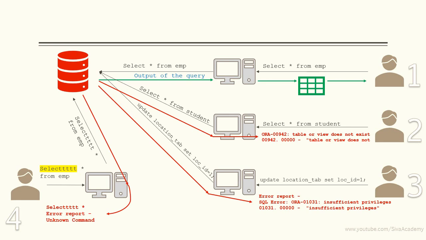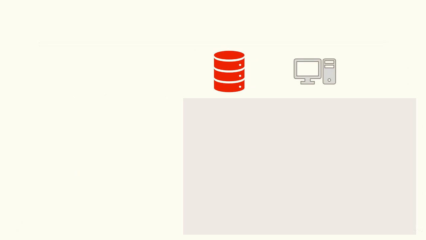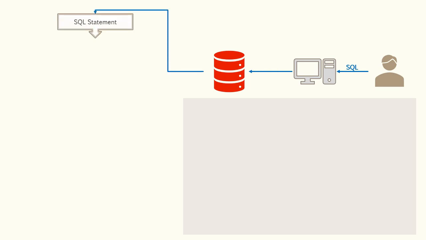So in all these 4 scenarios, what we are going to see is the sequence of steps Oracle follows behind the scenes to execute a statement. So let's see a very brief introduction to the sequence of steps. The moment a client receives the SQL statement from the user, the statement is sent to the Oracle database server. Upon receiving the statement, the database server processes it in a sequence of steps.